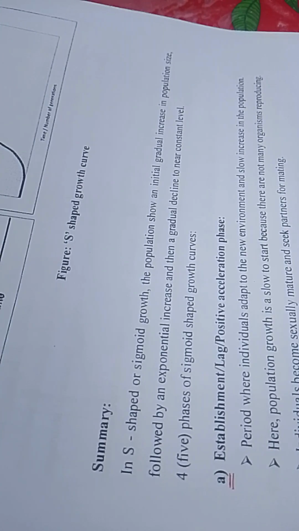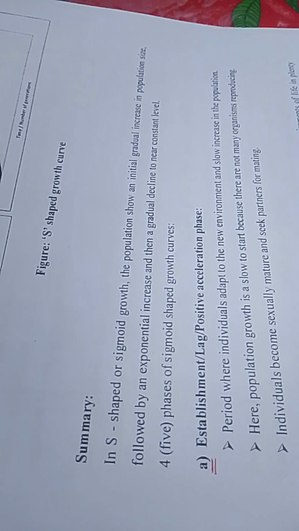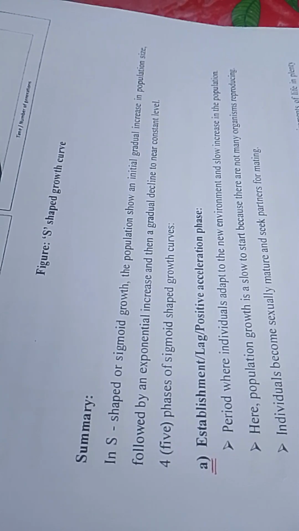Phases of the sigmoid or S-shaped growth curve. A. Establishment or lag or positive acceleration phase: period where individuals adapt to the new environment and there is a slow increase in the population. Here population growth is slow to start because there are not many organisms reproducing. Individuals become sexually mature and seek partners for mating.